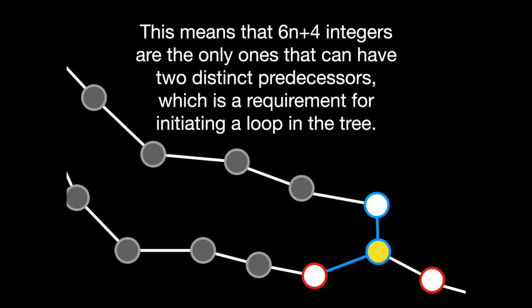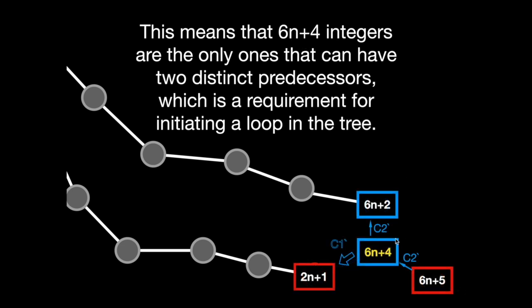Well, okay, so think about what a loop in a tree would look like. It's going to have two paths that join, and at the lowest point, that joining point will have to have two predecessors. So the only integers that we have found that can have two predecessors, an even and an odd, are the 6n plus 4 integers. And so 6n plus 4 can have an even predecessor and an odd predecessor, and that's what we're looking for to initiate a loop.